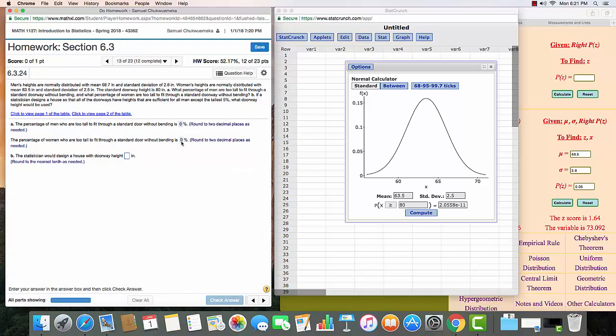Then the next question, if a statistician designs a house.